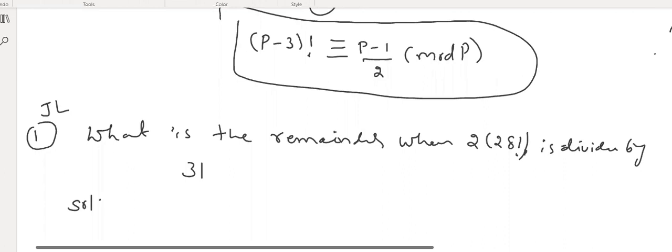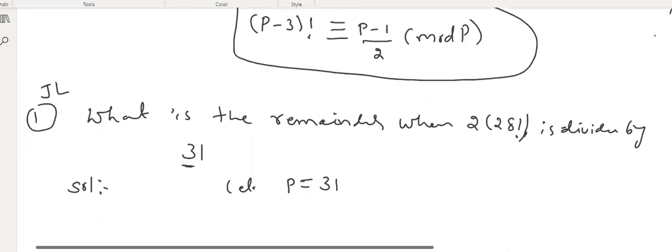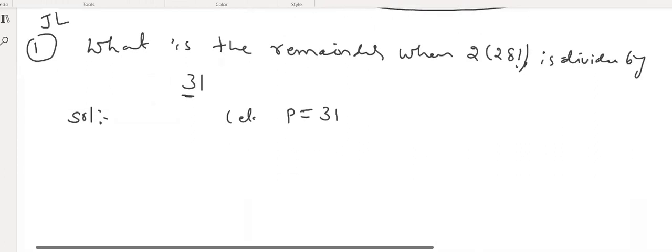Now, is 31 a prime number or not? Yes, p is equal to 31. It is a prime number. So let's see how Wilson's theorem applies. Let p be equal to 31 because it is a prime number, right? According to our formula, there is 28!, so which one is enough to use? 28! is there, p-3.